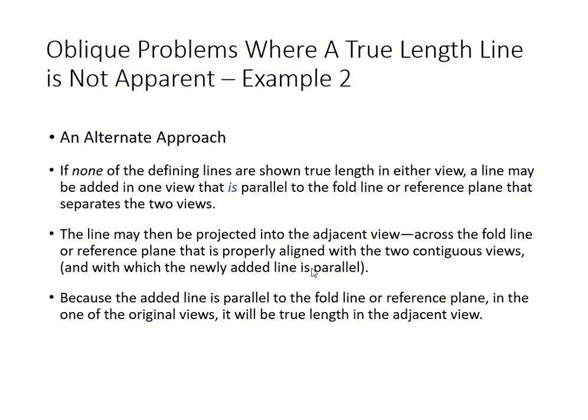Then that line is going to be projected into your adjacent view like we always do, across your fold line. Of course, your fold line is your reference plane, you know that. That is going to be properly aligned with the two contiguous views, contiguous being just attached views, with which the newly added line is parallel. And since your new line is parallel to your fold line, or the reference plane, in one of the original views, it will be the true line in your adjacent views.